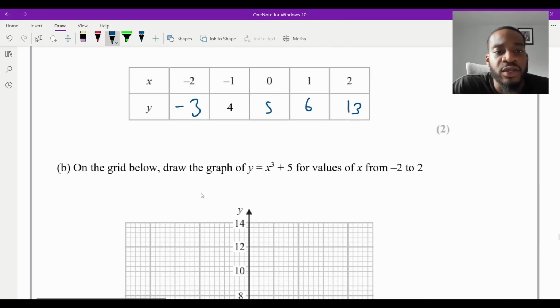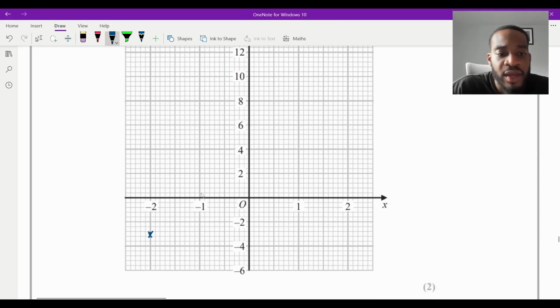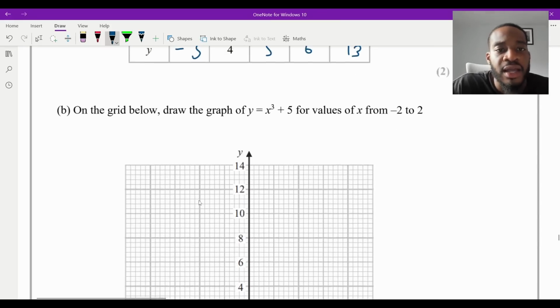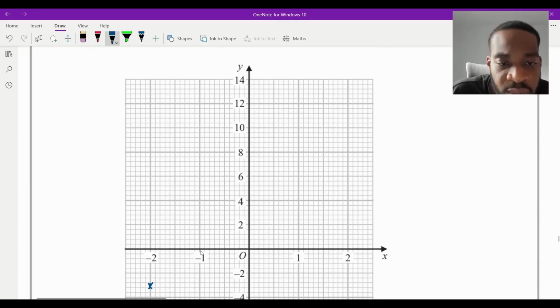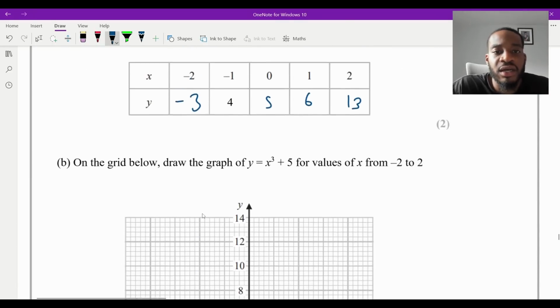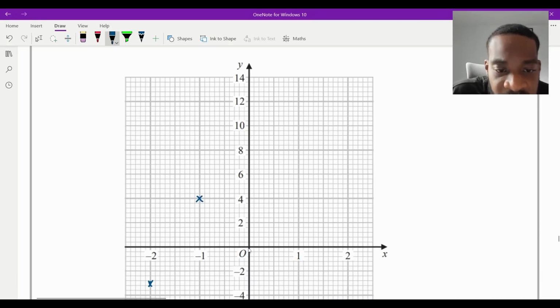And then the next one is minus 1, 4, right? X equals minus 1 and y equals 4. So x equals minus 1 is there, 4 is right there. So it looks like that. And then the next one is 0, 5, which is going to be in between 4 and 6, which is going to be over there, like that.